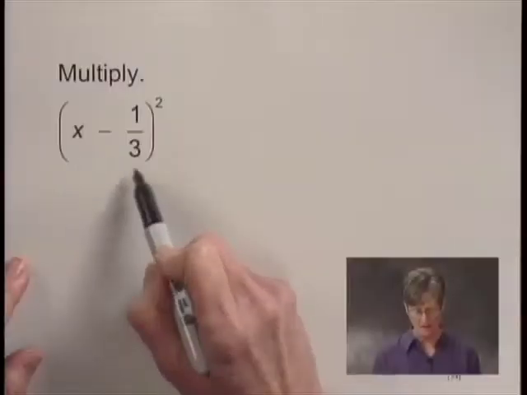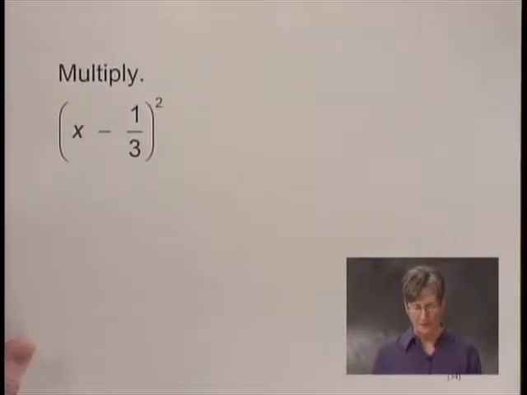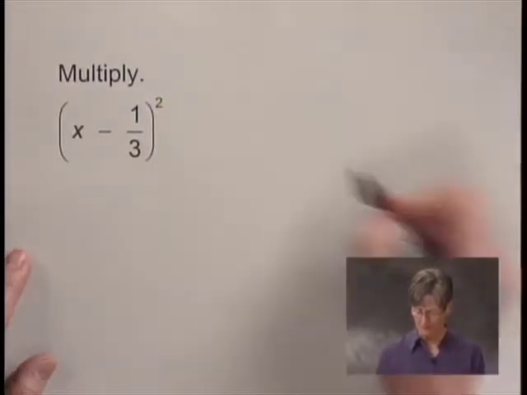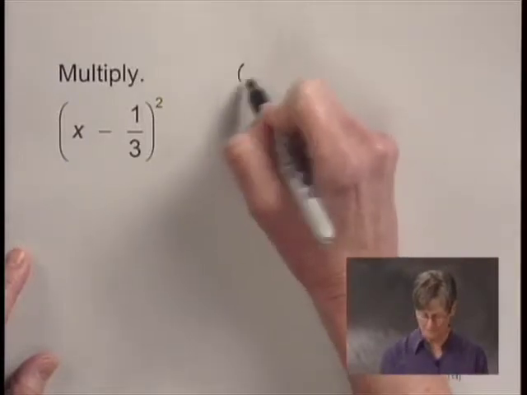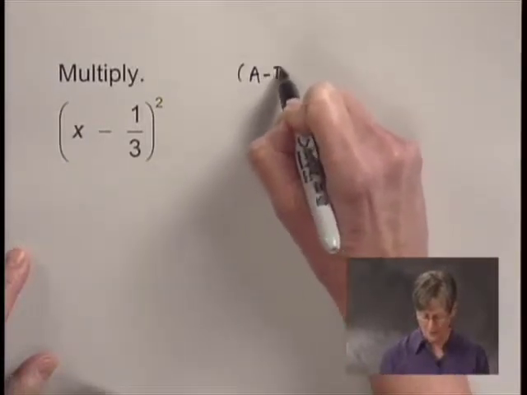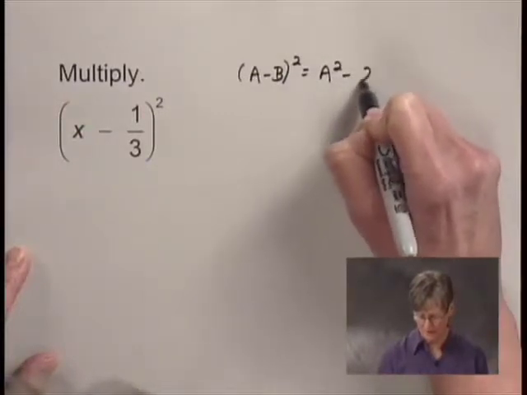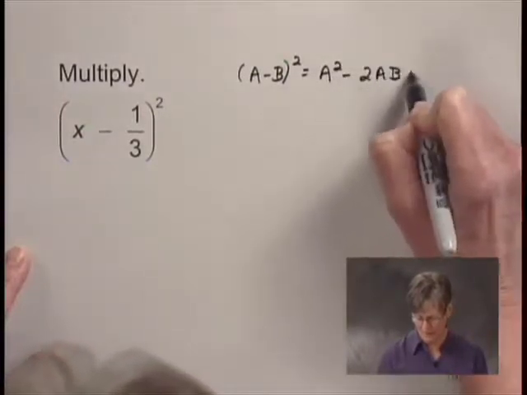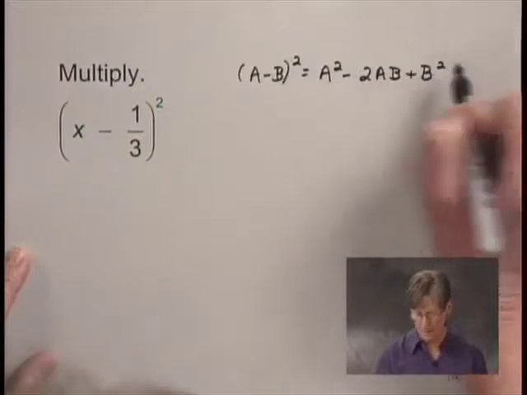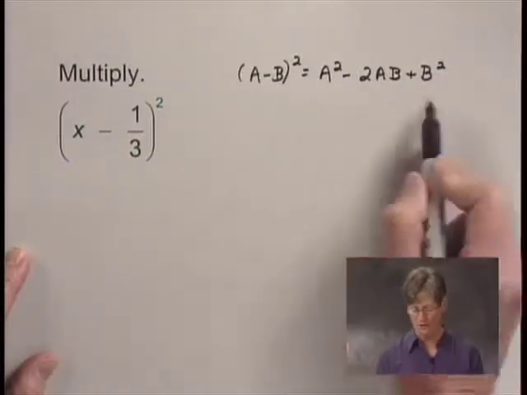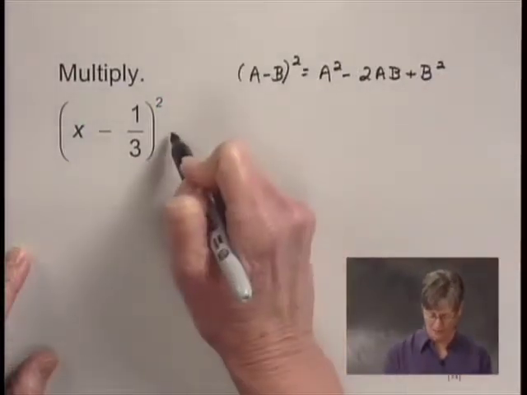We're going to square a binomial. We have the quantity x minus 1/3 squared. And we have a formula for squaring a binomial of the form a minus b. We know that (a minus b) squared is equal to a squared minus 2 times a times b plus b squared. So we're going to use this rule to do this multiplication.